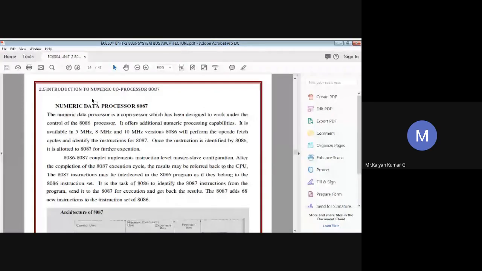And apart from that, what are the new features that have been added? For example, when we discussed these advanced processors, the cache memory concept was actually introduced only in the 486 processor, the DX version. I hope you remember. Similarly, we discussed the superscalar architecture. That new feature was introduced only in the Pentium 586 processor.